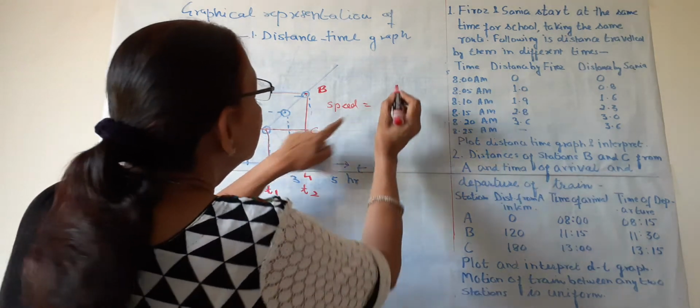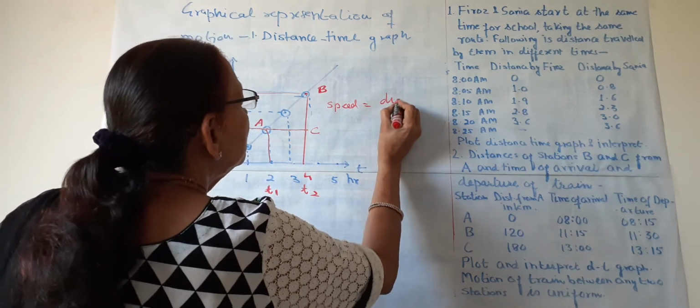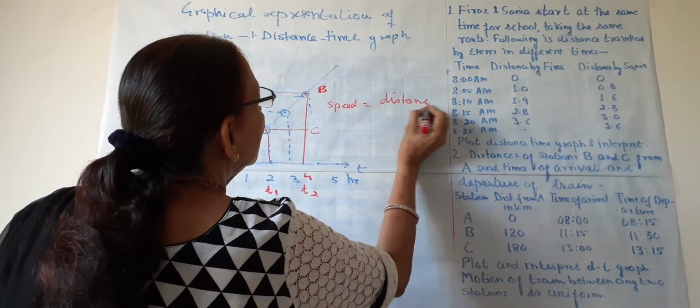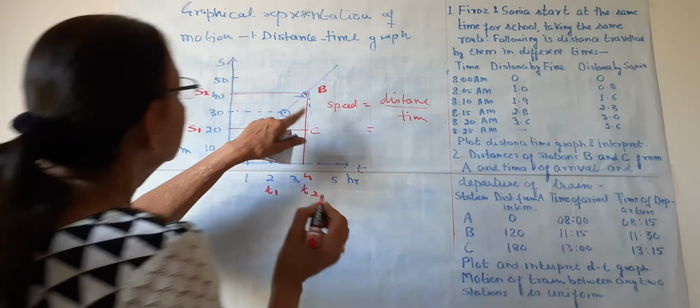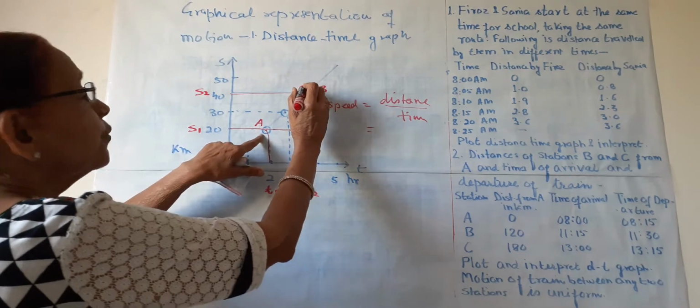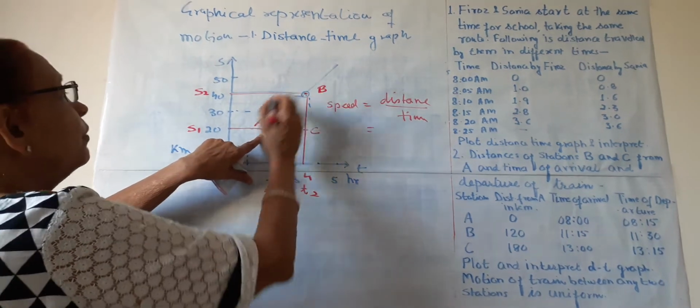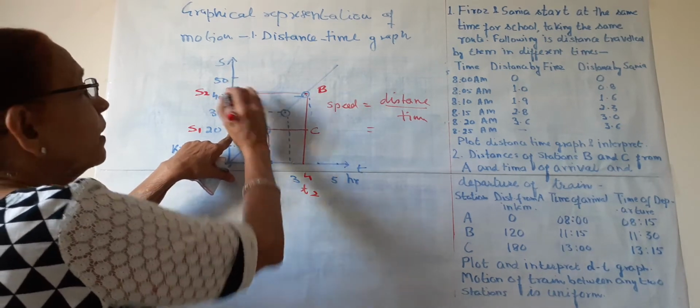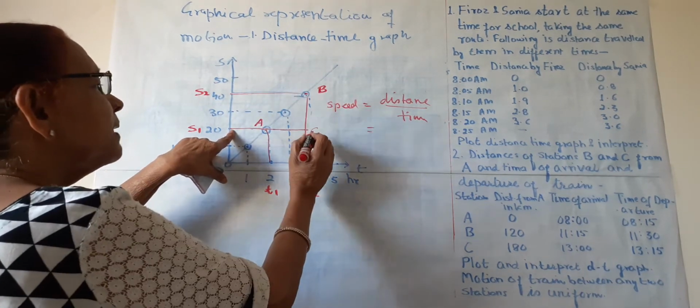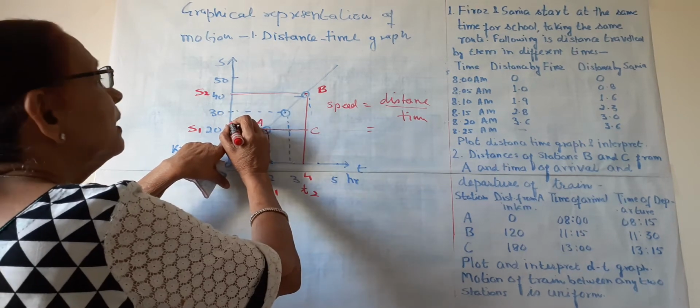This speed is distance upon time. This formula all of you know. Now the distance between these 2 points, A and B. What is the distance in between these 2 points? Distance is this, or BC. BC is the distance.